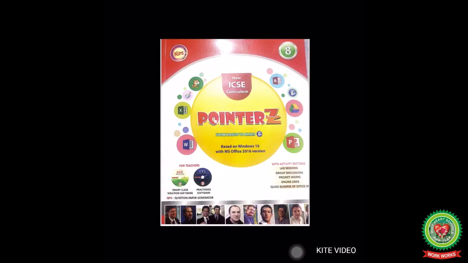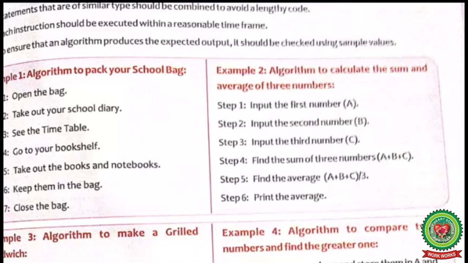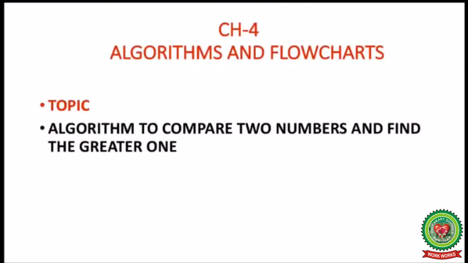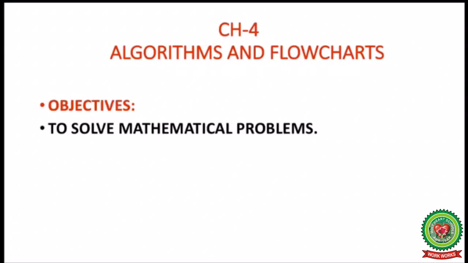Open your books. On page number 44, lesson number 4, algorithms and flowcharts. In the previous class, we discussed example 2, algorithm to calculate the sum and average of three numbers on page number 45. The topic we will discuss today: algorithm to compare two numbers and find the greater one. Its main objective is to solve mathematical problems.